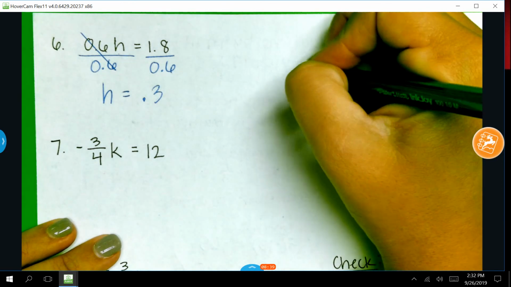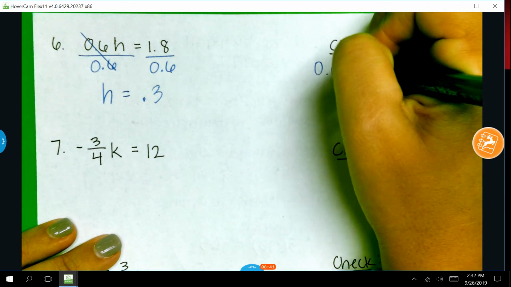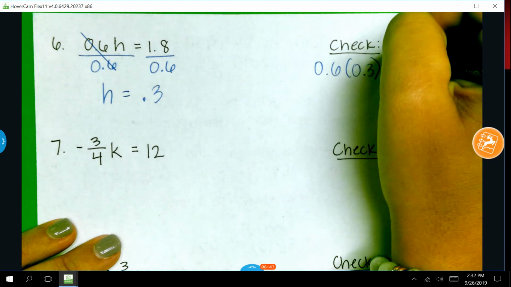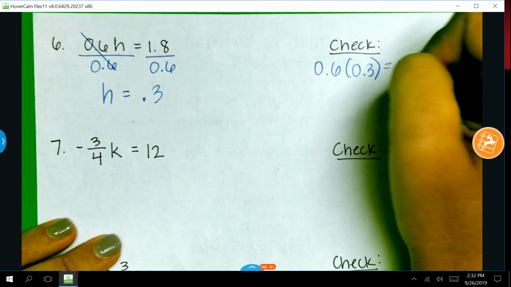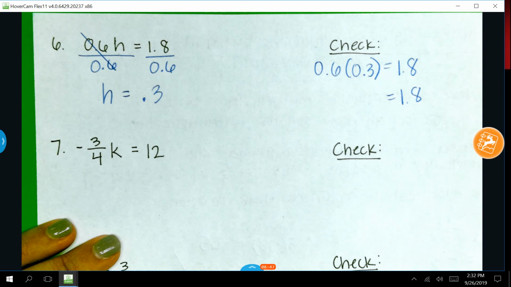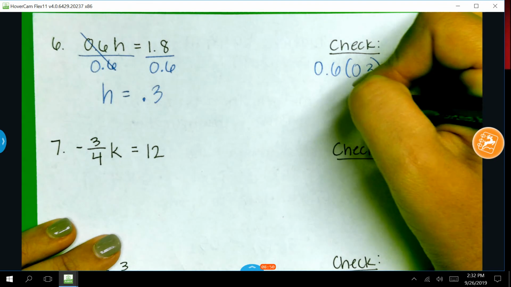So if I'm checking it, that means I have 0.6 times 0.3. And I want to see if it equals 1.8. What do we think? Yep.